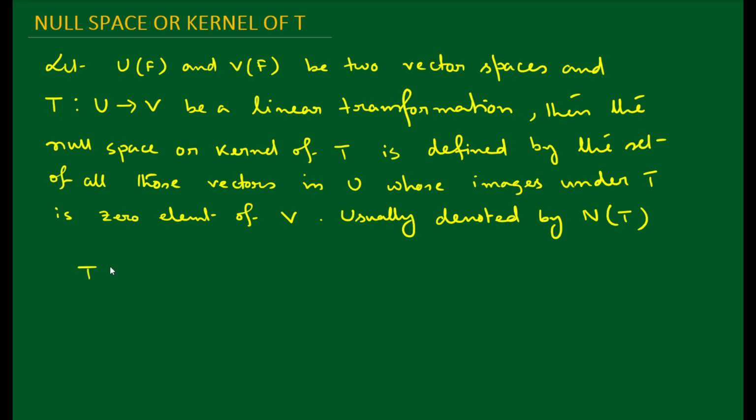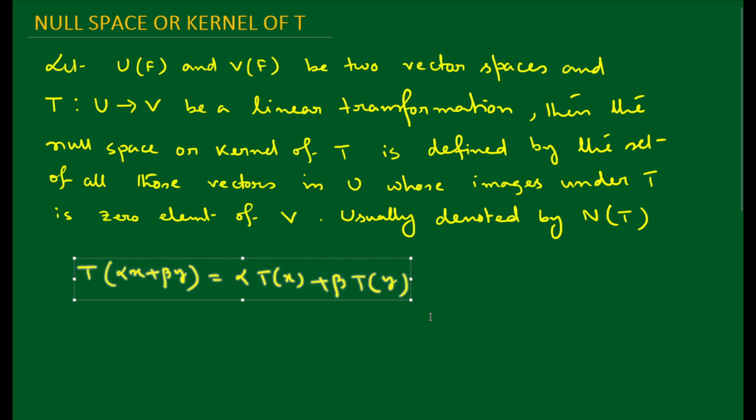So for the condition of linear transformation, what is the rule? T of alpha x plus beta y should be equal to what? Alpha into T of x plus beta into T of y. So if this particular condition is satisfied by T, then you say that T is a linear transformation from what? U to V. Okay, so T is a linear transformation.